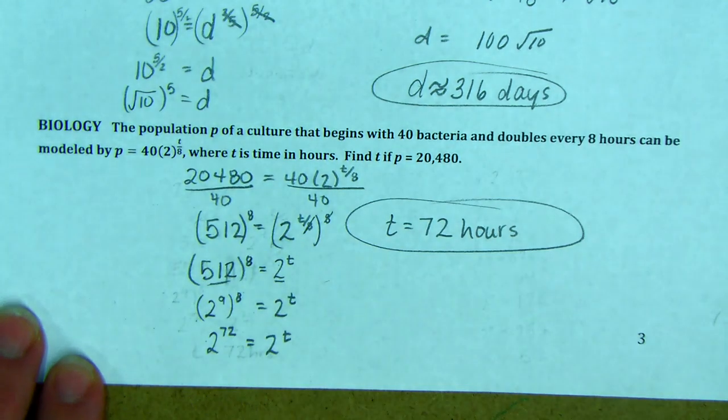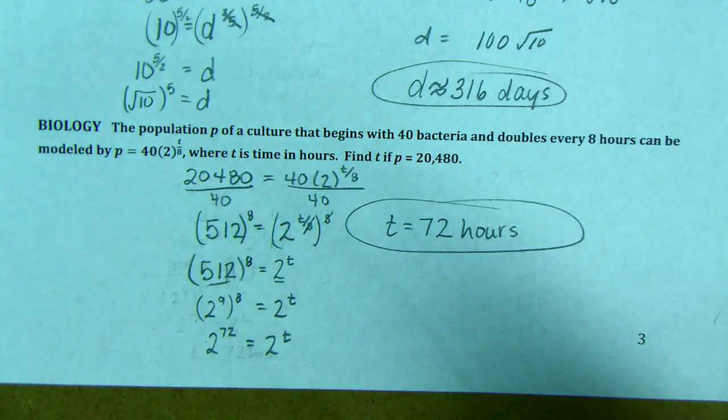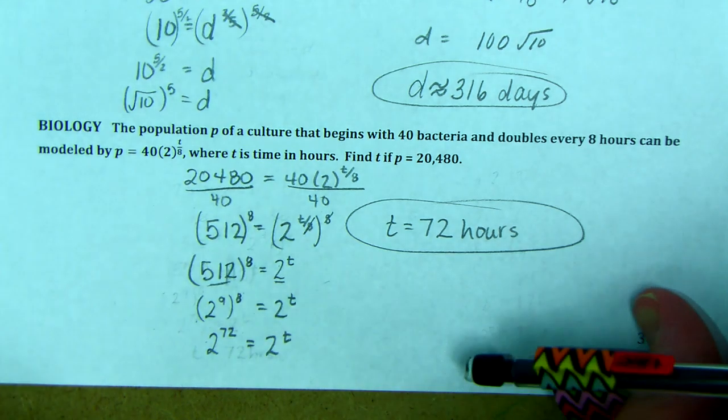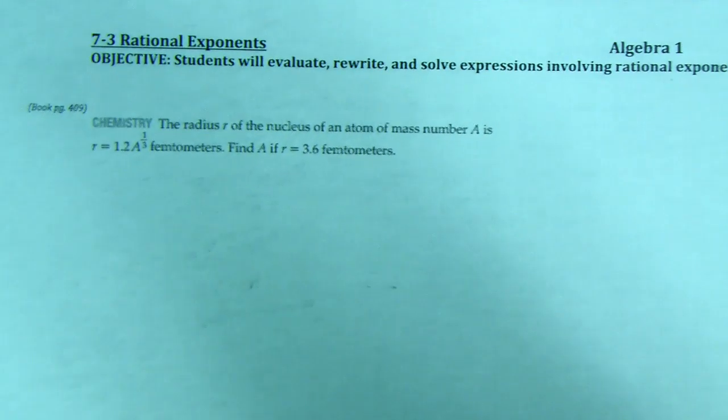Now, just think about that for a second. In 72 hours, in 3 days, your bacteria goes from 40 to 20,000. That's crazy. All right. Your next problem is actually on the bottom of this page, your page, but I have to flip mine over. So we're doing the last one.